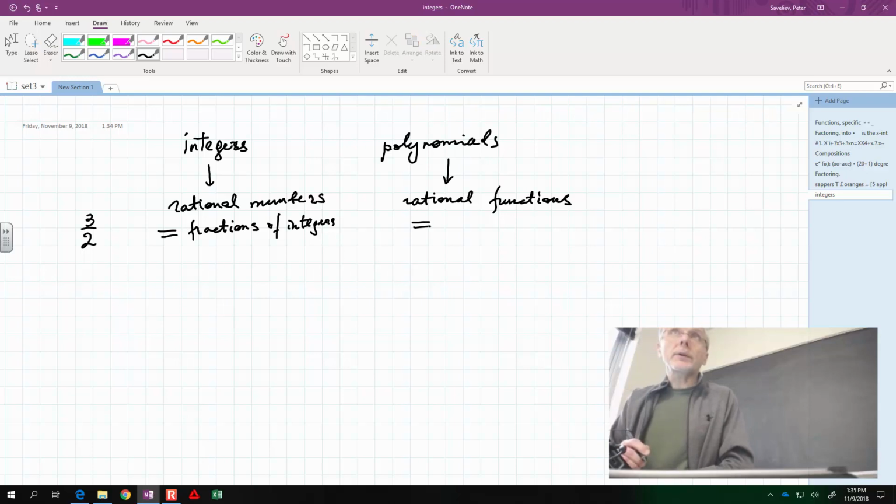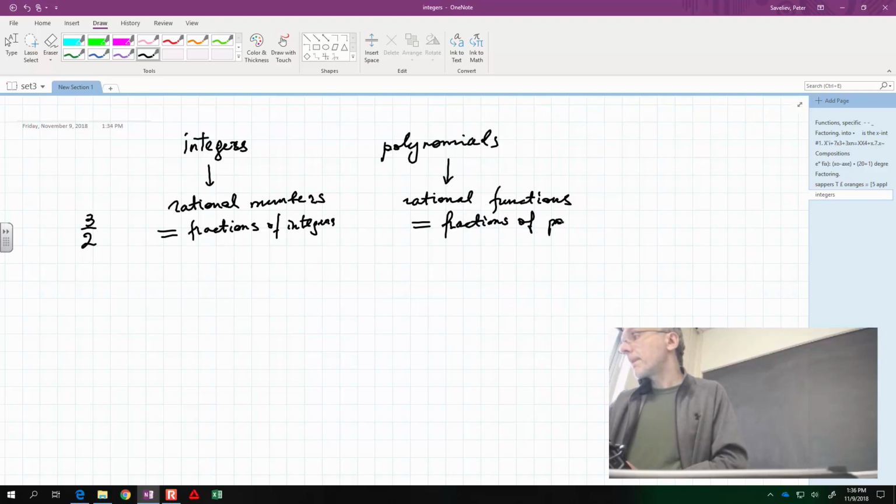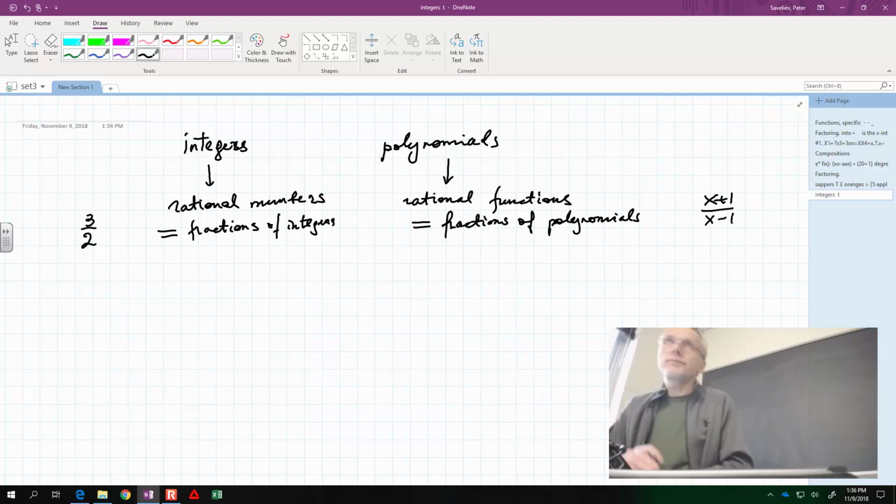Rational functions are, can you guess? Well, rational numbers are fractions of integers. Rational functions are fractions of polynomials, such as x plus 1 over x minus 1. Here I have two linear polynomials, and we just divide them.